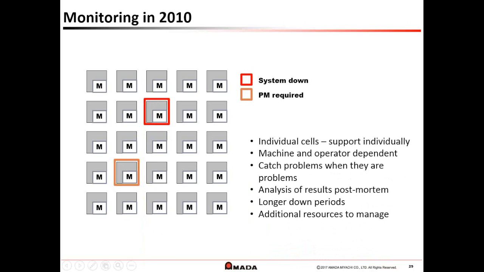So really, just to reiterate, these are all individual cells. They're supported individually. That requires additional resources to manage and make sure each of those cells is up and running at all times. It's machine and operator dependent, and this can cause longer down periods if the system goes down suddenly. How do they recover from that? To a large degree, the problems are caught only when they are problems, not before they become a problem, so that they can avoid that problem or call in for earlier maintenance or schedule that maintenance earlier.